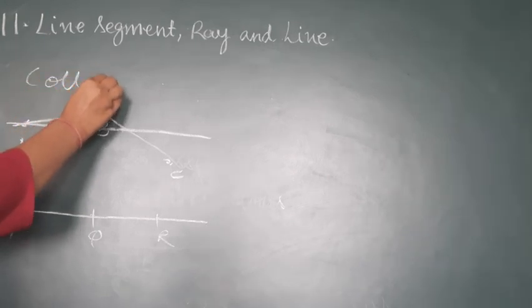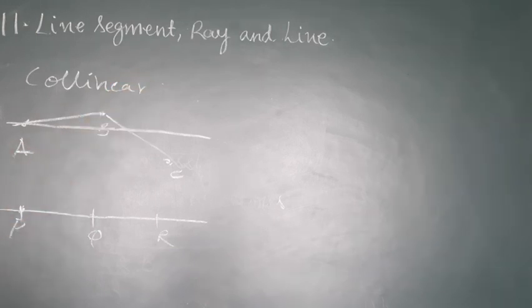So how do we check whether points are collinear or not? Collinear means they lie on the same line, and this line is the line of collinearity for the given points. Now I have discussed collinear points. Now I want to discuss some types of lines.